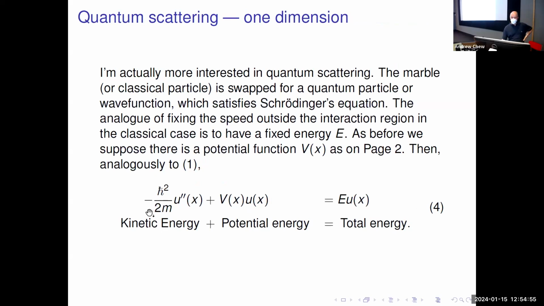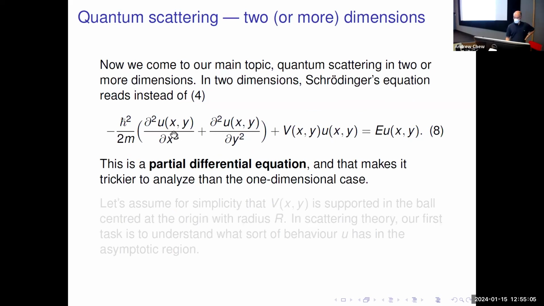remember we had the kinetic energy term involved a second derivative of u, potential was V times u, and the total energy term is Eu. So all that happens is in 2 dimensions, we get the second partials in both the x and the y directions. Or in other words, this is the Laplacian. So the second derivative gets replaced by the Laplacian. All right, so now this is a partial differential equation instead of an ordinary differential equation. That makes it a little harder to solve, but we can still say a lot.